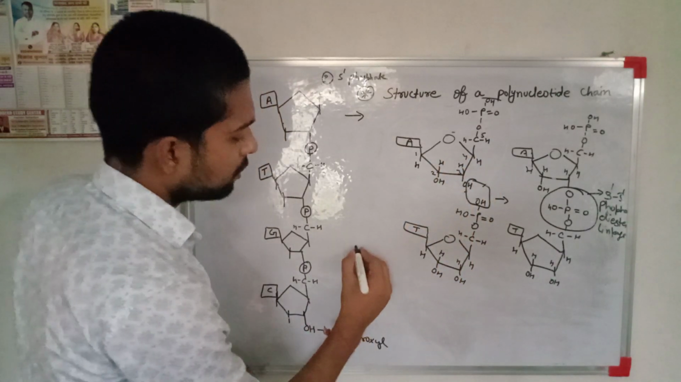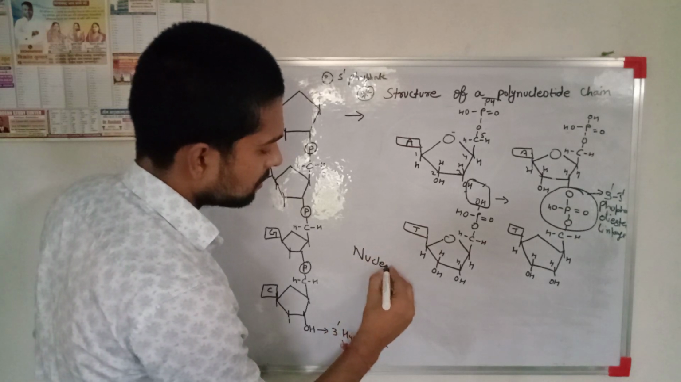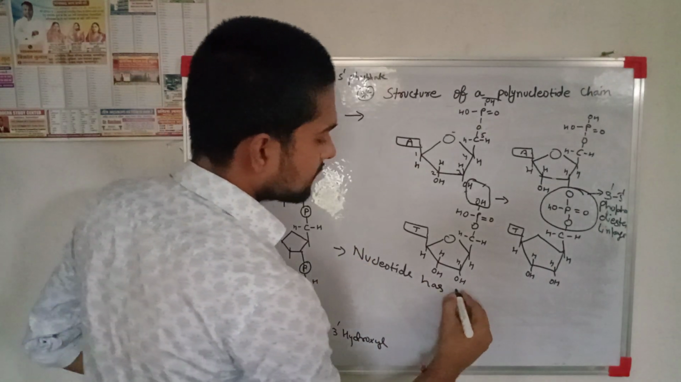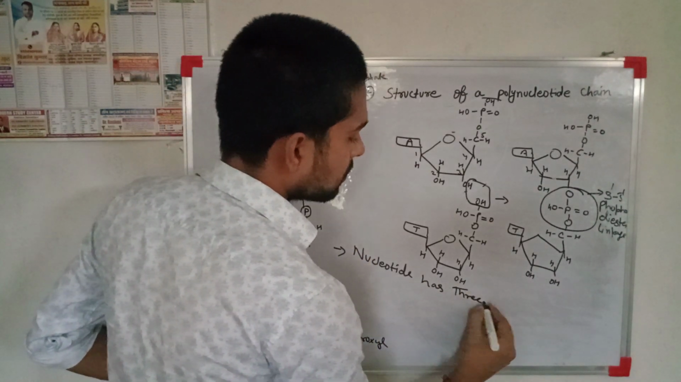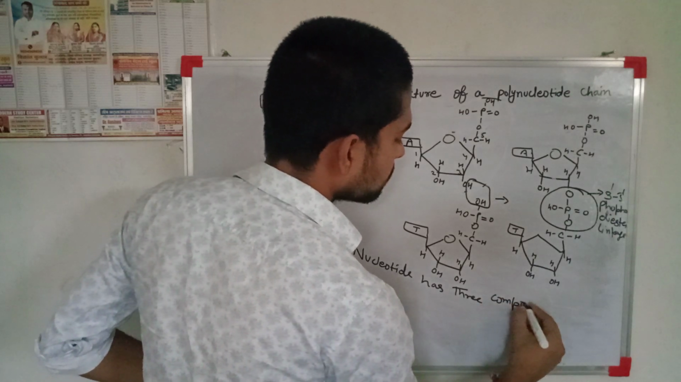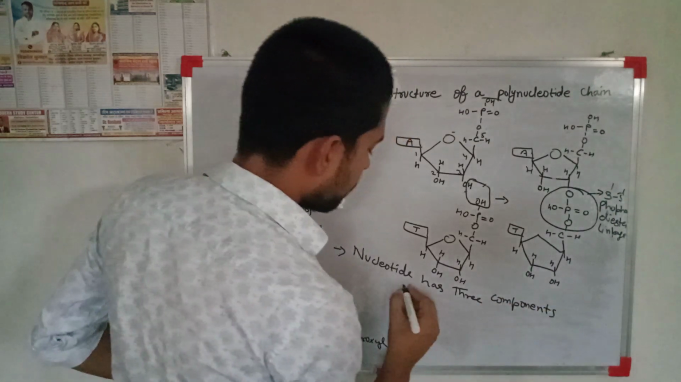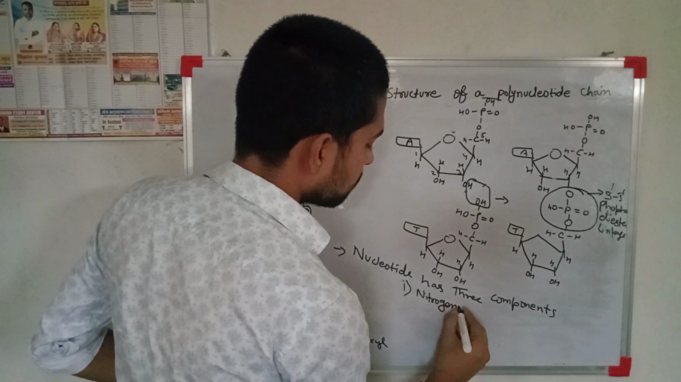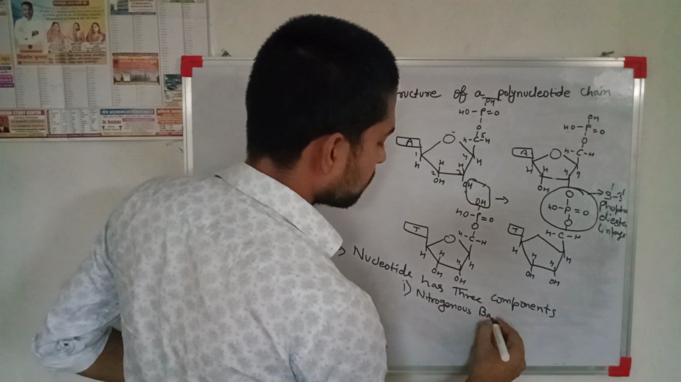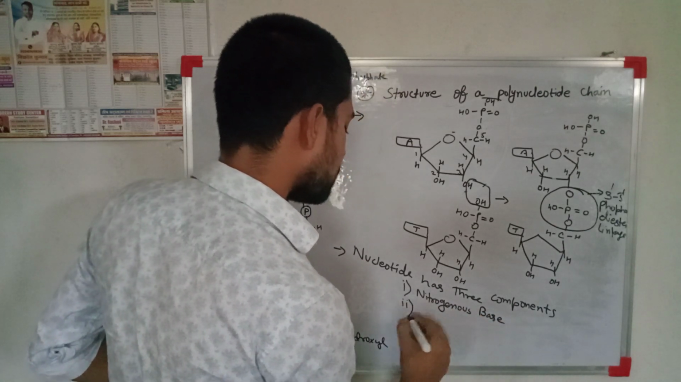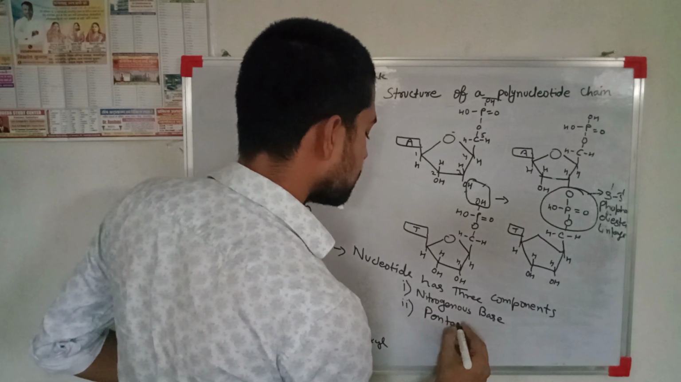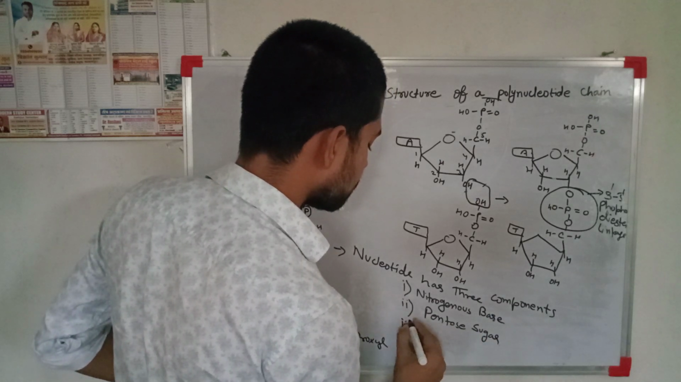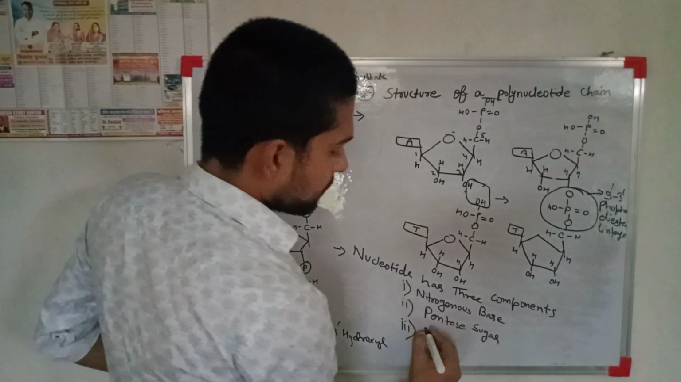So this is ribose sugar. I have told you that a nucleotide has three components. First, nitrogenous base. Second, pentose sugar. Third, phosphate group.